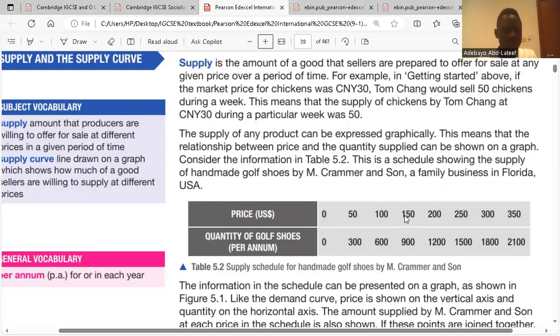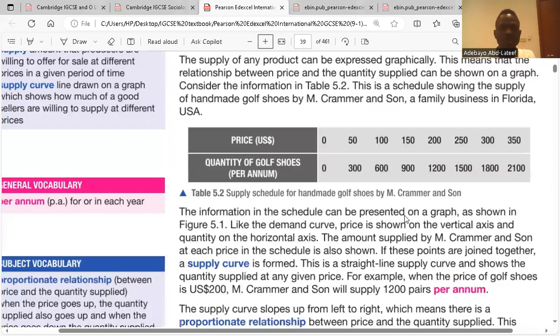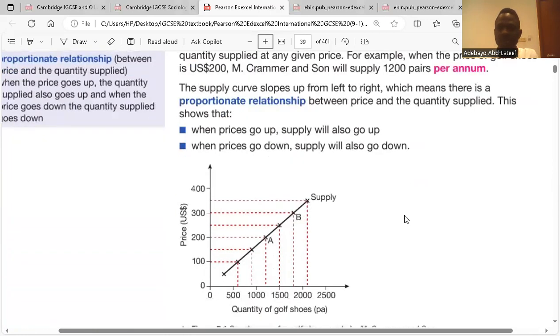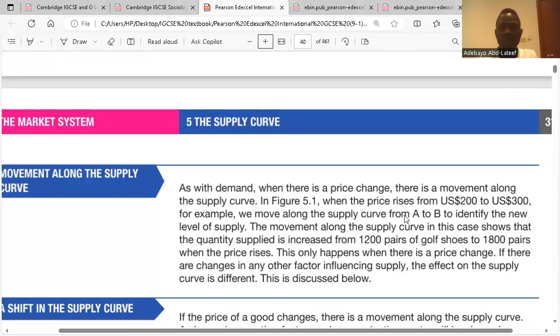Then we go to the law of supply. I'm just summarizing it. The law of supply says the higher the price, the higher the quantity supplied. The lower the price, the lower the quantity supplied. I think that is clear. So that takes us to movement. Movement along the supply curve.